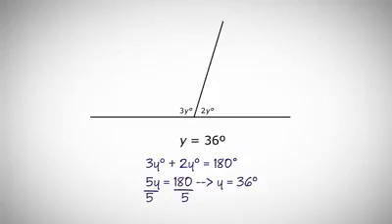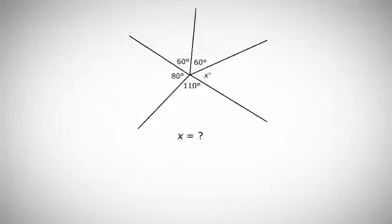Now let's take a look at 6. There are several intersecting lines that form 5 angles: 80 degrees, 60 degrees, 60 degrees, x degrees, and 110 degrees. All of these angles surround a point of intersection. So we know that the sum of their angles must add up to 360 degrees.